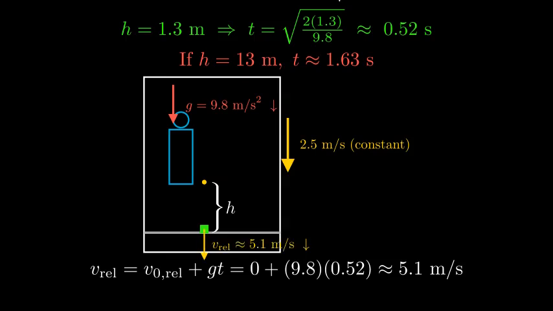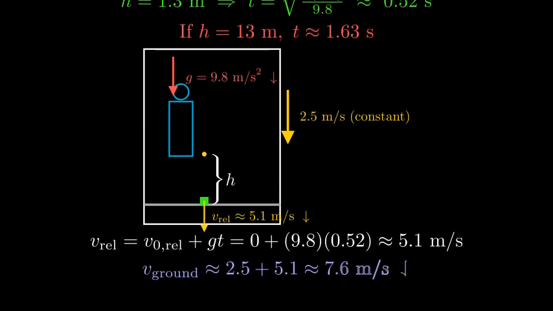A quick intuition check. In the ground frame, the book was already moving downward at 2.5 meters per second at release. After 0.52 seconds, it has an extra 5.1 meters per second downward from gravity, so its ground speed would be about 7.6 meters per second downward. The elevator also moves at 2.5 meters per second downward, so the relative impact speed is still about 5.1 meters per second. Constant speed does not change the relative acceleration analysis.